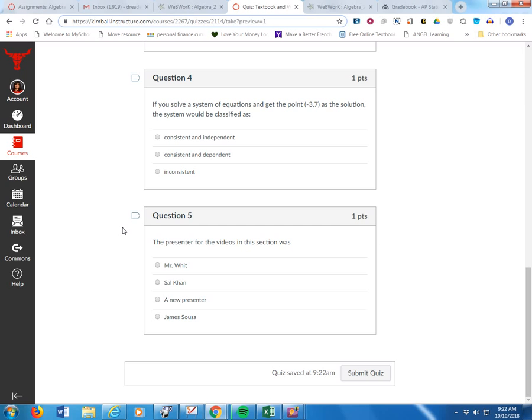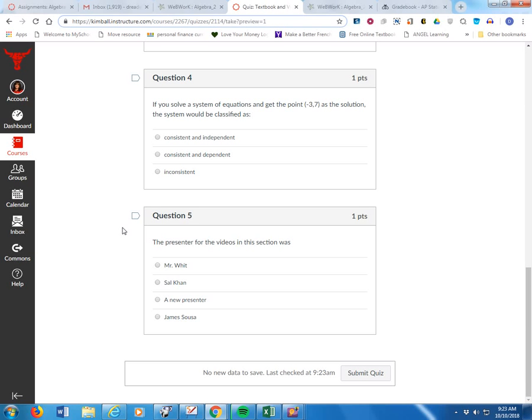Consistent: a system is consistent if there's at least one solution. So a system that crosses at one point is consistent. A system that's the same line is consistent because there's at least one solution. A system that's parallel is not consistent, it's inconsistent. Okay? So if it's -3,7, there is at least one solution, so it is consistent. The other one, dependent or independent: it's independent if there's exactly one. So this one, there is exactly one solution. So it is consistent and independent.